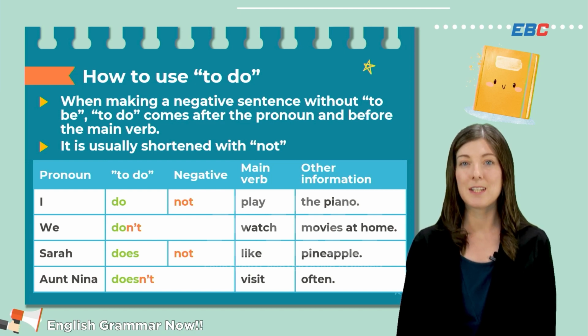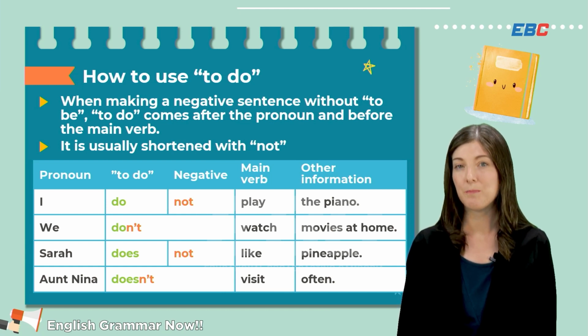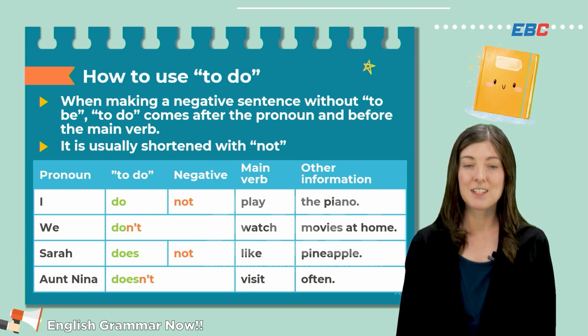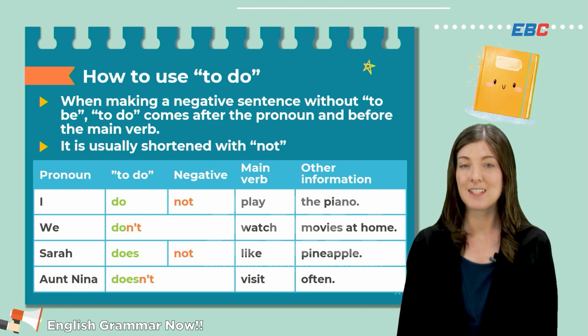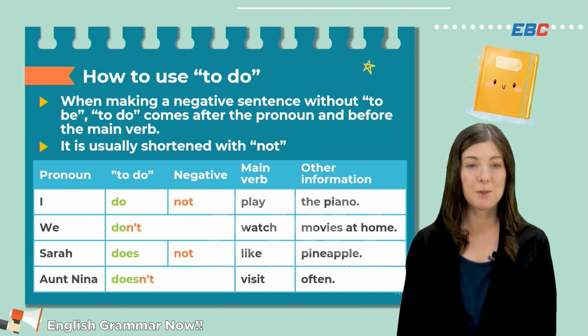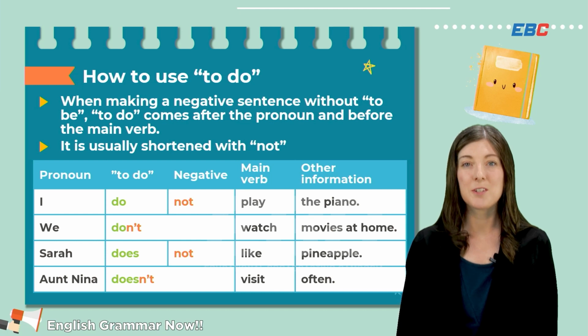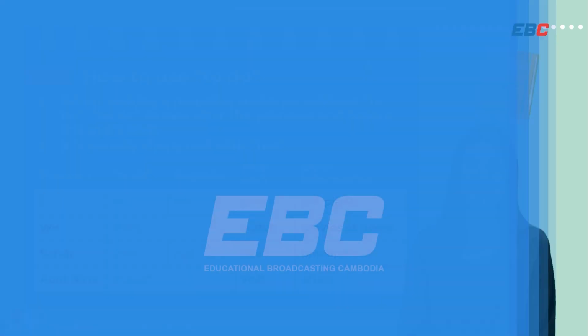Just like we've already studied, you can shorten not with the verb. If the sentence has do not, it makes don't. If the sentence has does not, it makes doesn't. For example, we do not watch movies at home. Sarah does not like pineapple. Aunt Nina doesn't visit often.